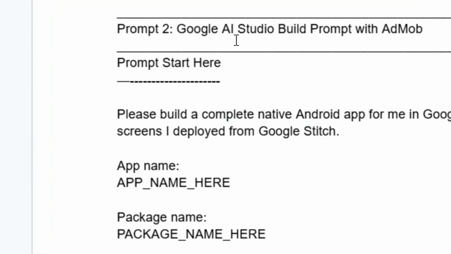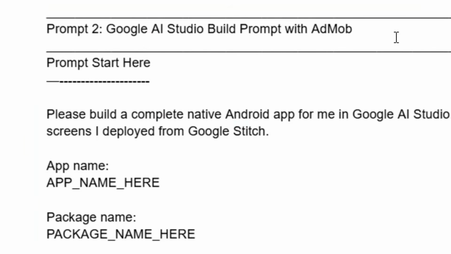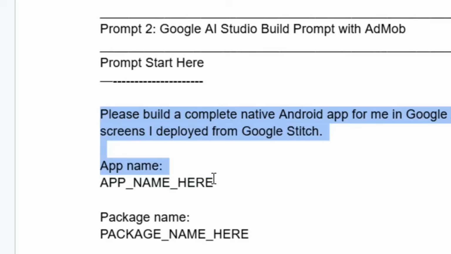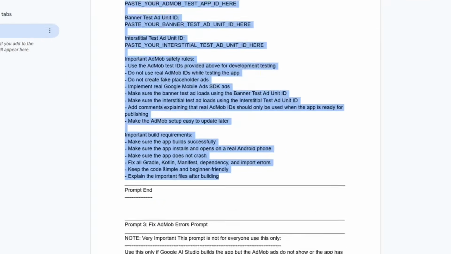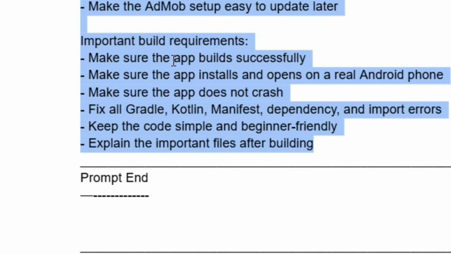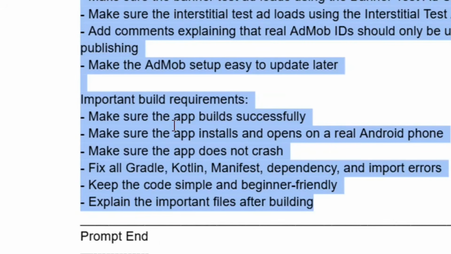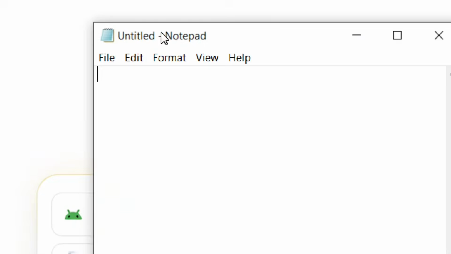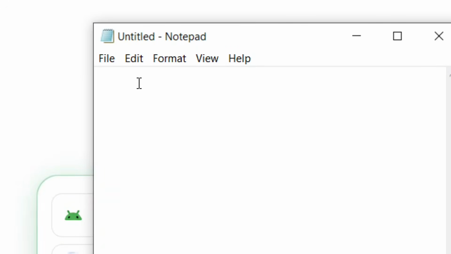The prompt 2 that says Google AI Studio build prompt with AdMob. Highlight it from the top to the bottom just like this. After that, simply put the mouse on it, right click on it, and then click on copy to copy the prompt. After that, simply open Notepad and paste this right here.